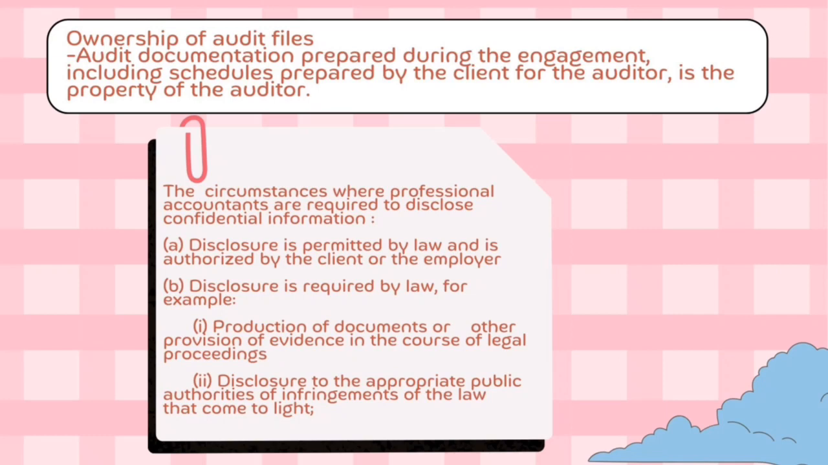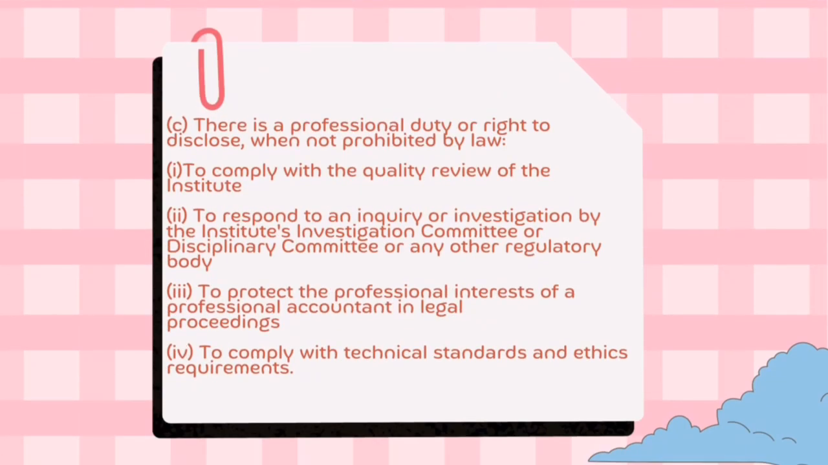B. Disclosure is required by law, for example, firstly, production of documents or other provision of evidence in the course of legal proceeding. Secondly, disclosure to the appropriate public authorities of infringements of the law that come to light. Apart from that, there is a professional duty or right to disclose when not prohibited by law.